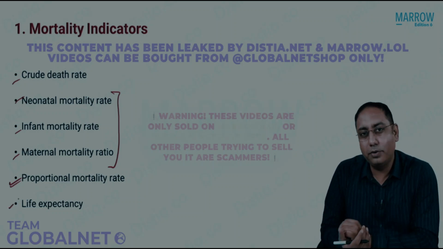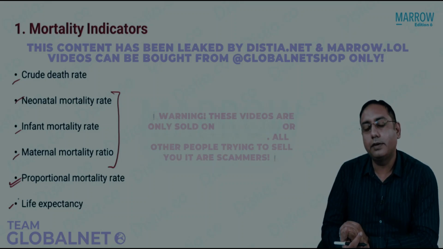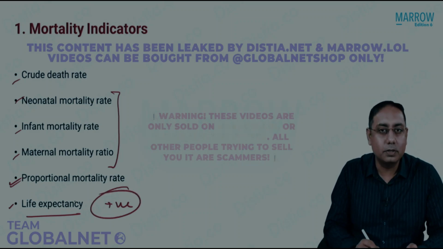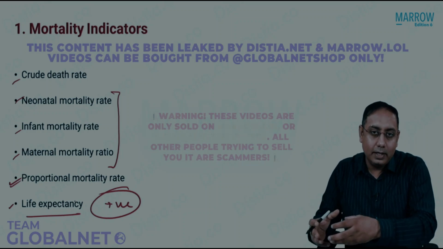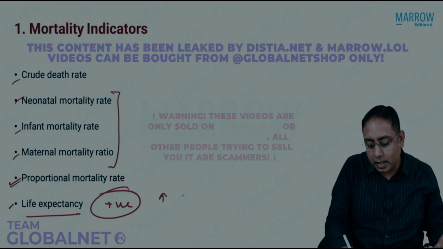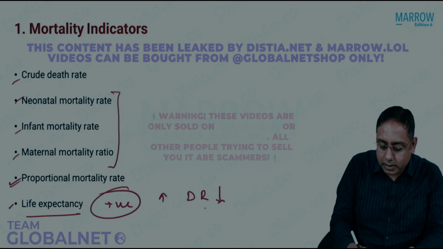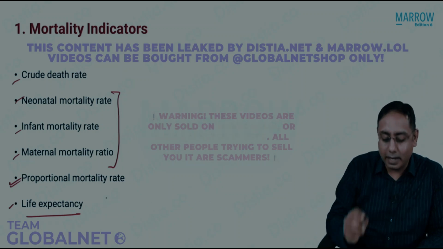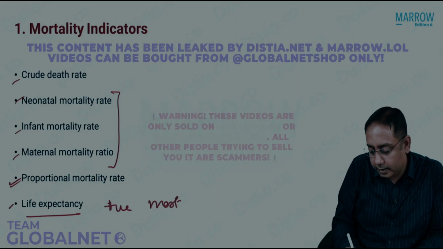Life expectancy. Do you think life expectancy is a death indicator? The answer is yes, because life expectancy is a positive death indicator. What do I mean by positive? The number of deaths in a country, or the chances of dying, is inversely related to life expectancy. So if the life expectancy is high, the death rate technically has to be low. Are you getting it? It's very simple. Please note, for your MCQ exams, life expectancy is taken as a positive mortality indicator.